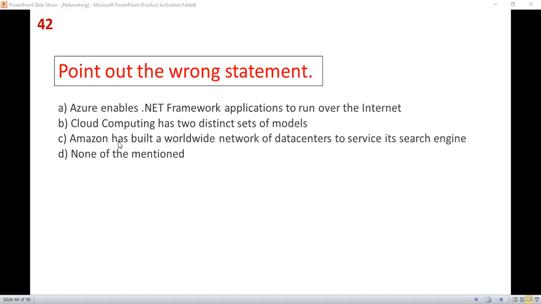Okay. See, the answer for this question will be C, not B and A. We need to point out the wrong statement: Amazon has built a worldwide network of data centers to service its search engine. So the wrong answer is C. Google has built data centers for its search engine. So we cannot say that Amazon has built a worldwide network of data centers for it.